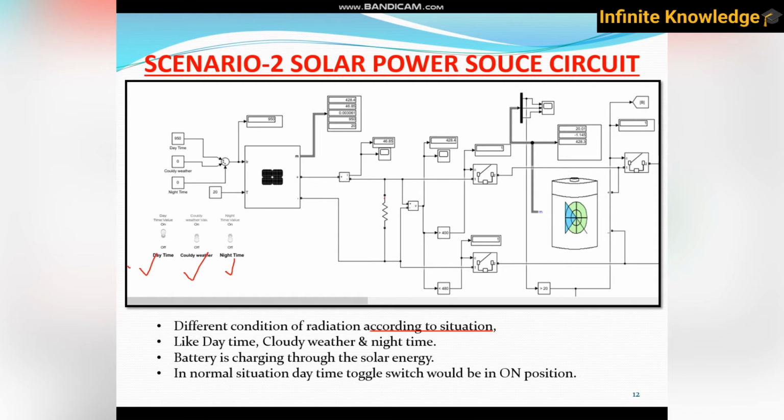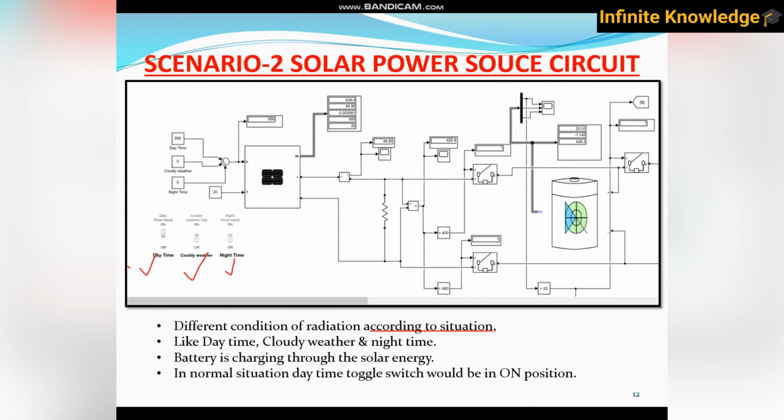So 950 is a satisfactory generation, and you have applied the solar to your solar panel. Like daytime, cloudy weather, and nighttime, three different conditions are there. A battery is charged through your solar energy, specifically by solar energy.